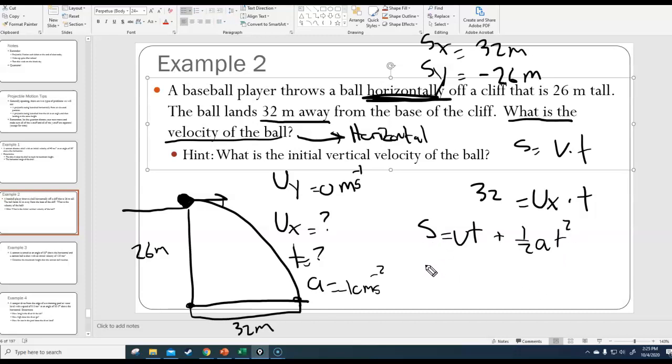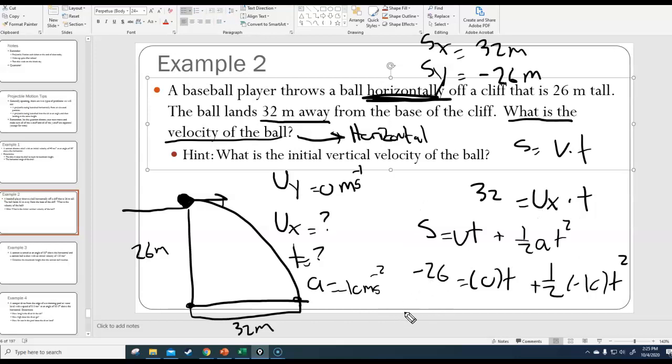I know that s, or more specifically sy, is negative 26. I know that uy is 0. I don't know time, but I know a is negative 10. Notice again here that for s, I'm only plugging in the y component of the displacement because this is a constant acceleration equation that only applies with constant acceleration. And I only have constant acceleration in the y direction. That's why there's only y stuff in here.